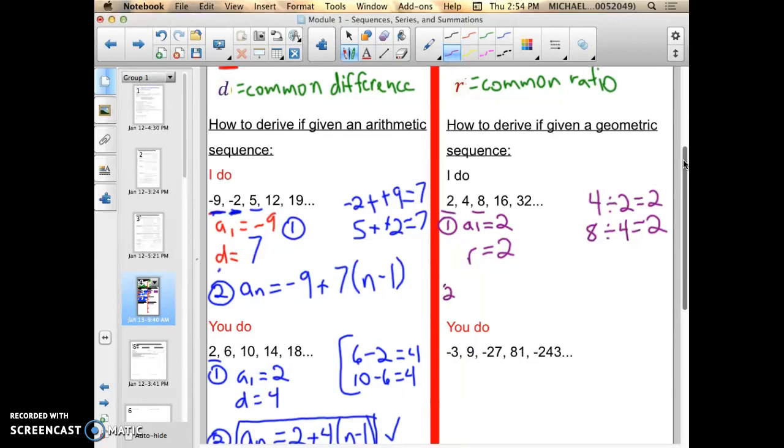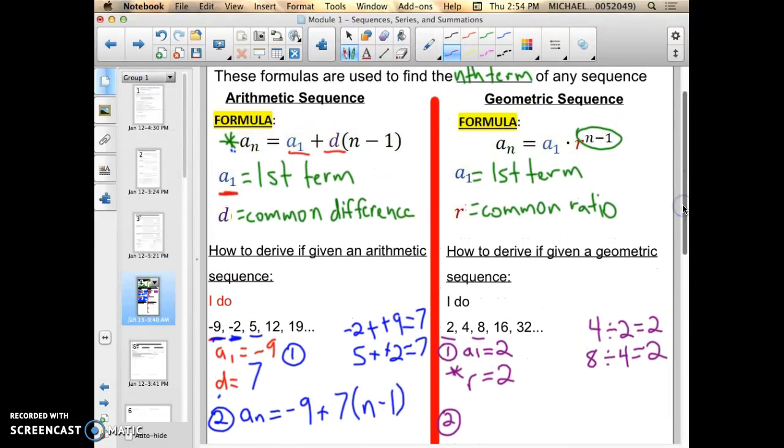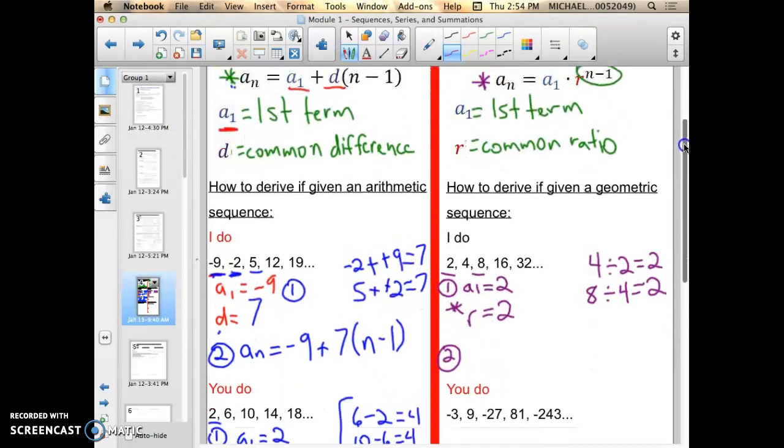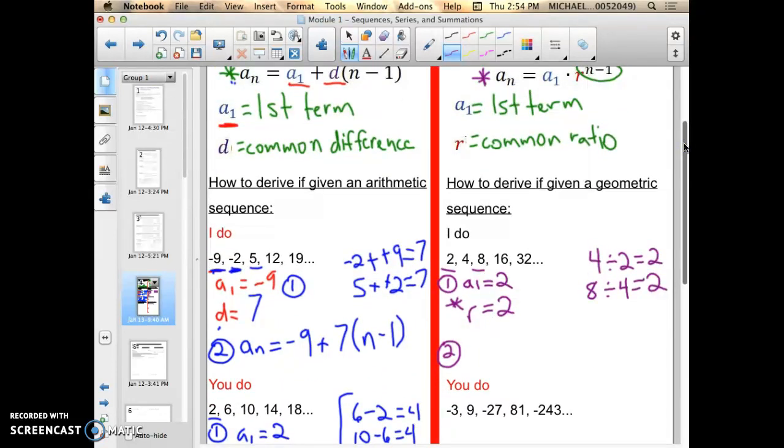Second step then is to input my 2 values I just found into the parent explicit formula from up here to get the very specific explicit formula for this sequence. So I'm going to write a sub n, because I don't know that, equals my a sub 1, which is 2, times my r, which in this case is also 2, raised to the n minus 1. And that is my explicit formula.